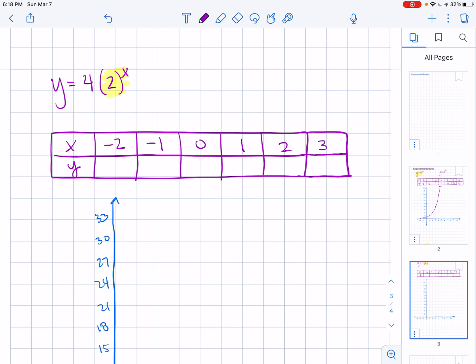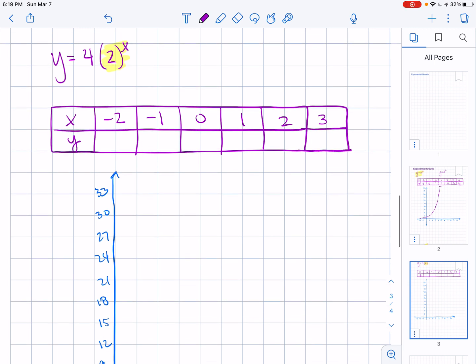That was our first example. So we're going to take each of those answers and multiply by 4. So in the previous example, we talked about how 2 to the power of -2 is actually 1/4. Well, 1/4 times 4 gives me 1. And we talked about how 2 to the power of -1 was 1/2. Well, 4 times 1/2 is 2.